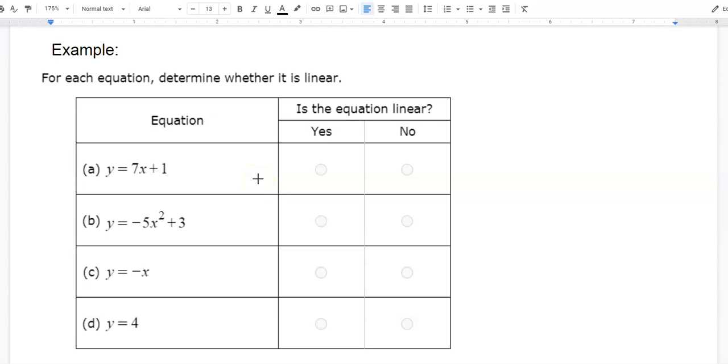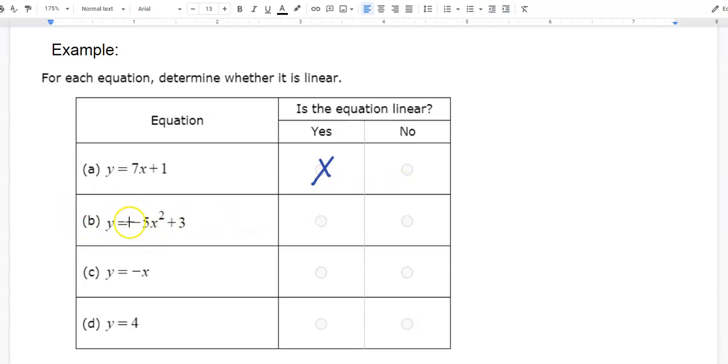For each equation, determine whether it is linear. So our first equation here is y equals 7x plus 1. Is the equation linear? Well, let's take a look. Do we have any exponents on the variables? No, no exponents on the variables. Do we have any variables in denominators? No, we do not. Do we have any variables multiplied together? Nope. Do we have any variables being used as exponents? No, we do not. So I'm going to come here and say yes, that is a linear equation.